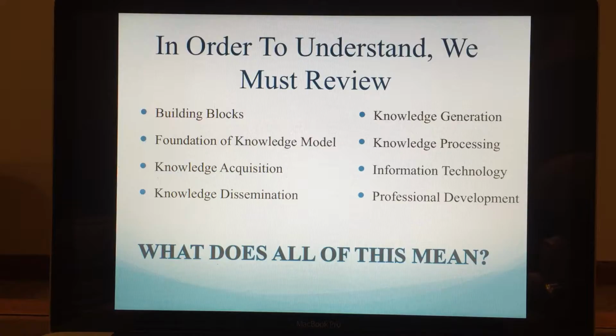Knowledge acquisition refers to how knowledge is obtained. How did we get this knowledge? Knowledge dissemination is the sharing of knowledge. Knowledge generation is creating and evolving knowledge based upon experience, education, and guidance from others. Knowledge processing is gathering, evaluating, handling, and transferring knowledge.